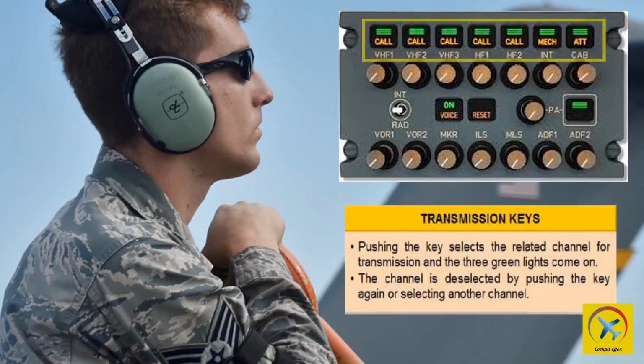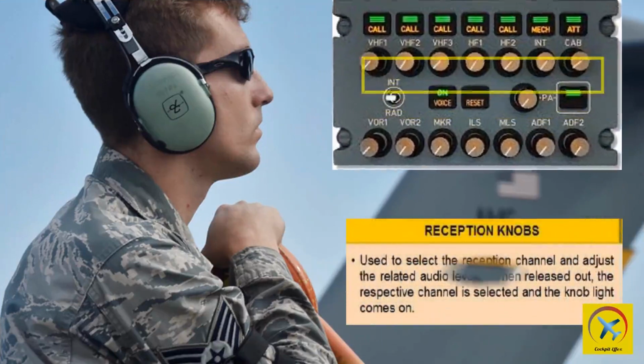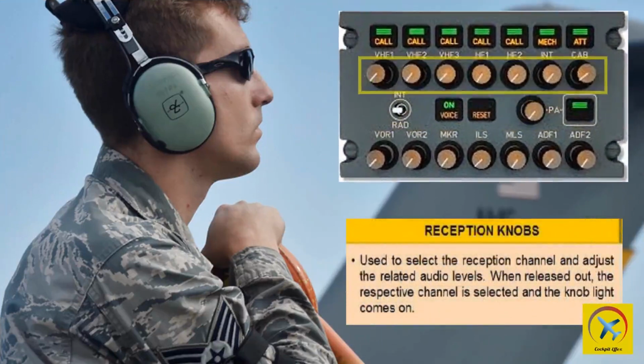INT, when pressed, allows communication on the flight interphone system. MEC flashes when a call is received from the external service interphone panel. The reception knobs allow for receiving associated channels and adjust audio levels. When the knob is released out, the respective channel is selected and the knob illuminates.